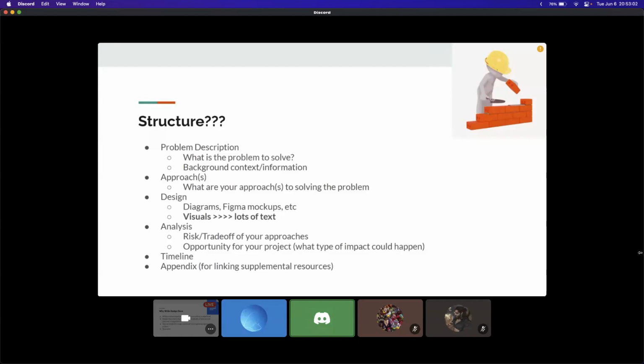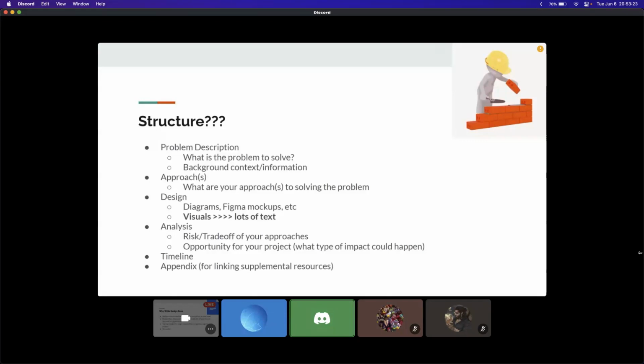As they say, a picture is worth a thousand words. So a good design doc should have a good amount of visuals because humans tend to be naturally visual learners from what I've seen. And if you have a diagram, you can communicate the same point in an image instead of walls and walls of text. So visuals are much, much better than lots of text.